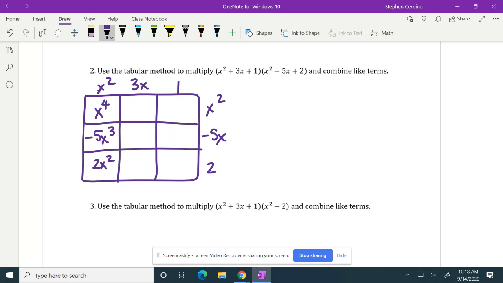Now, if we keep going here, we can fill out the rest of this table. So this is a good opportunity for you to pause the video and try the rest of this table yourself. I'm going to keep going, and then you can see if you got the same answer as me.